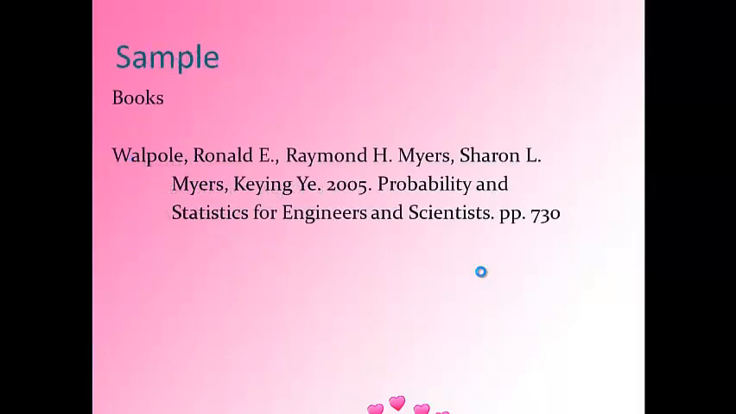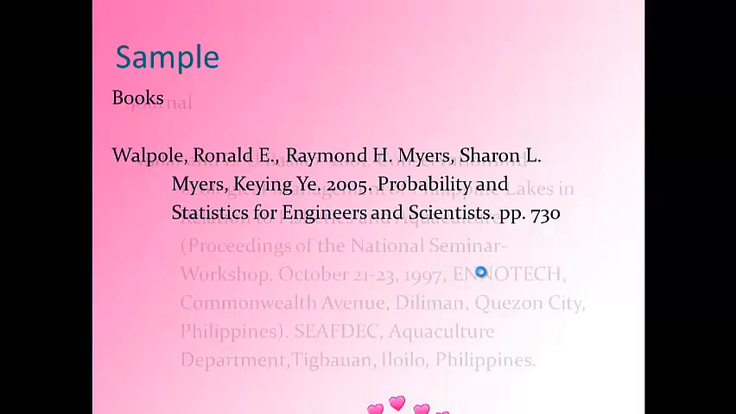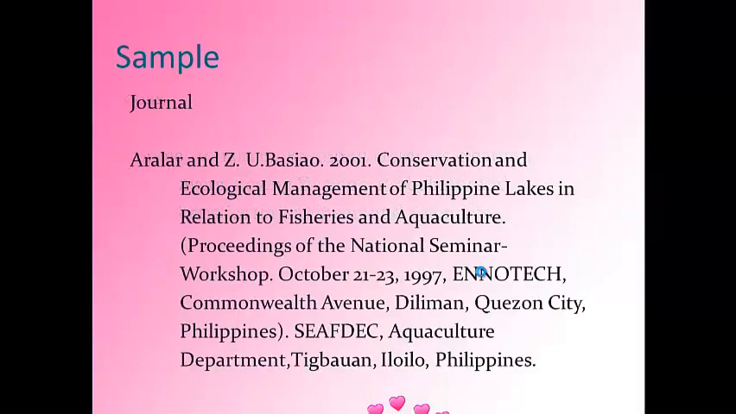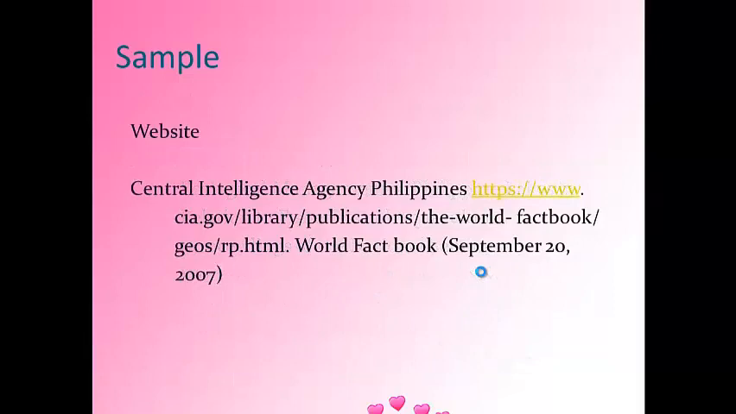Sample on how to write the citation for books. Okay, take note of the arrangement. And this is written single space. For the website, for example, if you are taking from a journal, include as much as possible the DOI of the journal, the link.